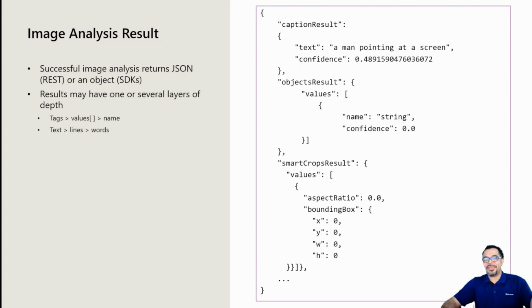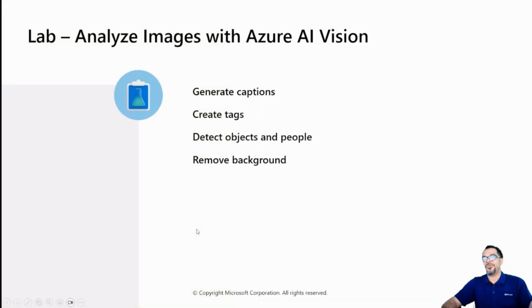So that gives you an example of how you go in and generate a client and submit your request, your image, along with any visual features, to your AI model.